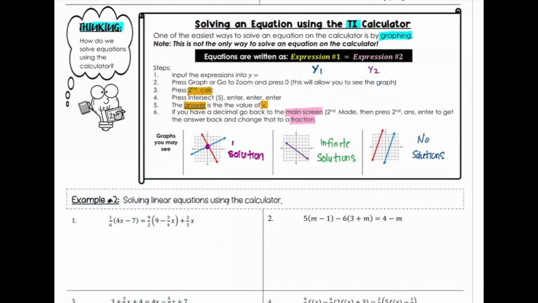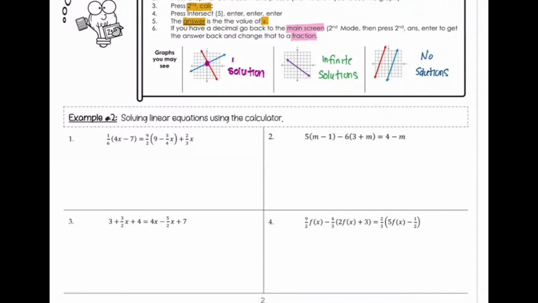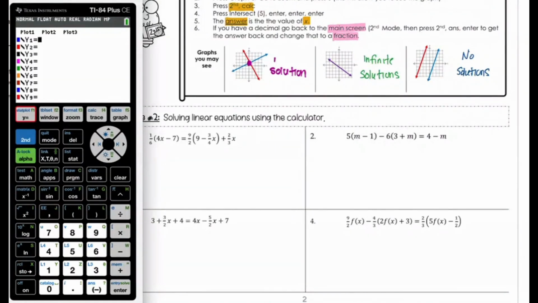All right, so let's try example number 2, all within our calculator. So for number 1, let's bring in our calculator. And what we are going to do is follow these steps. So the first thing that we're doing is pressing y equals. We're going to input the fraction 1/6 into the calculator by pressing alpha y equals. That lets me input the fraction 1/6.